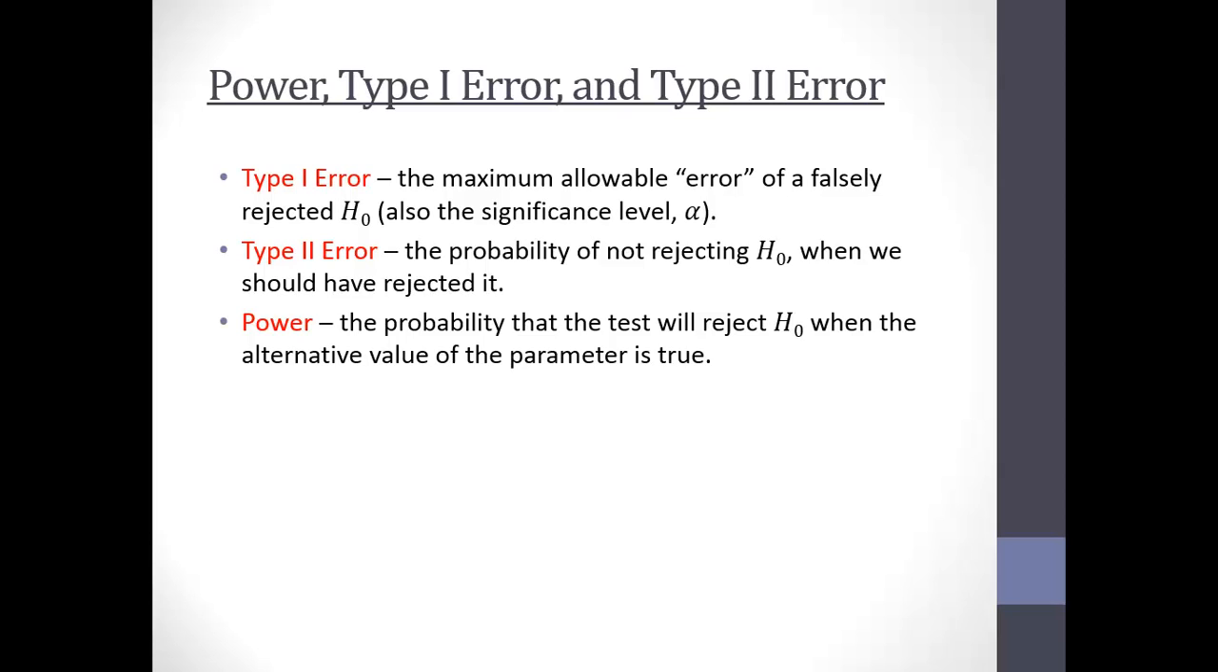And then the type 2 error is not something you set. It's something that you could calculate, which we won't do in here. But it's the probability of not rejecting the null hypothesis when in fact you should have rejected it. So there's just some terminology here. And the type 2 error is related to the power, which is the probability of rejecting the null hypothesis when some other value of the parameter is actually correct.